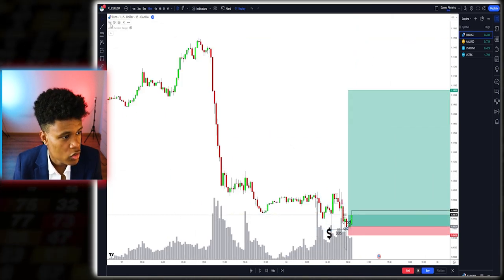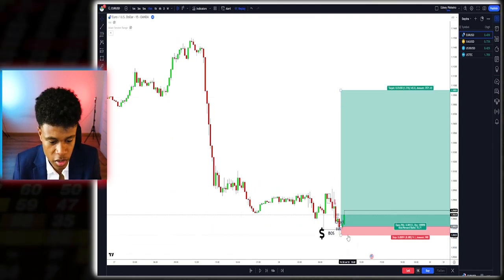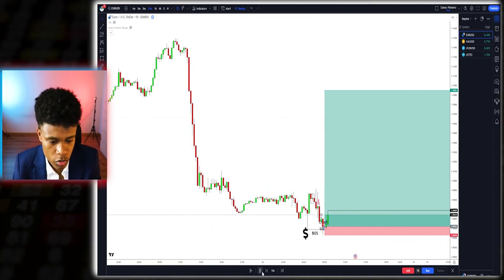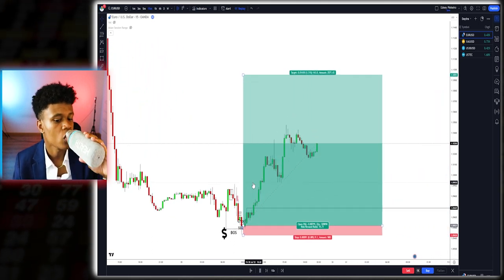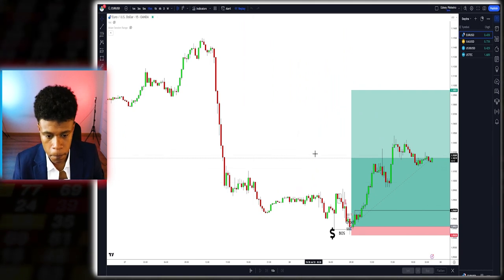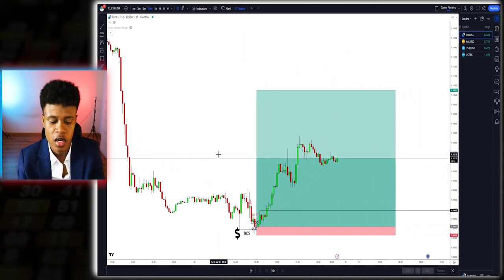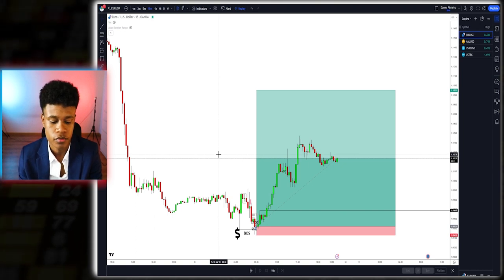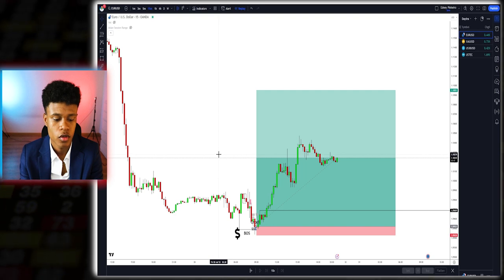Wait. Let me turn off this, turn off volume also. Delete those things right here. And you guys can see clearly price moving right here. Beautiful. The trade is still running. I'm making money right now. Let me see how much money I'm making right now. Let me check right here.